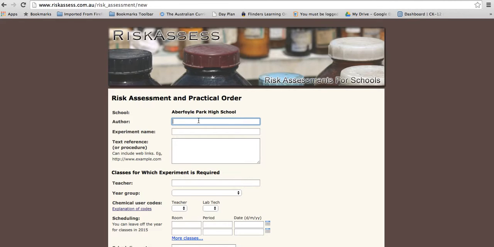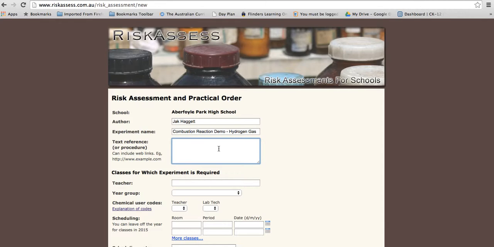First few steps are fairly self-explanatory. So author is you. Okay, experiment name. So I'm going to call this combustion reaction demo, and I'll just write hydrogen gas. Now, making the name nice and clear is important because you won't be able to search for this one. So I've tried to have words in there that would help people to find it in a search.